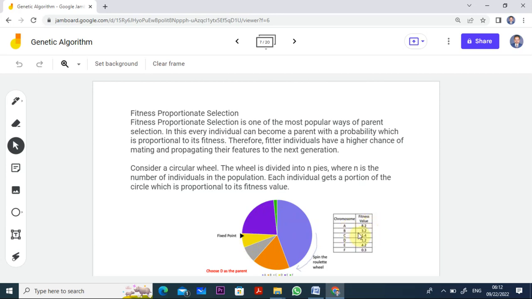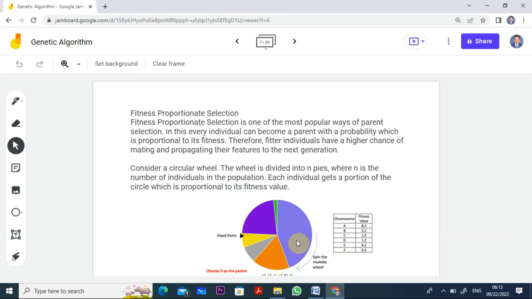B, how is it calculated like this? Whatever the fitness values are here, you calculate the total. So 8.2 plus 3.2 plus 1.4 plus 1.2, all these things. So 8.2 divided by the total, that percentage is represented here. Similarly, 3.2 divided by the total, B's proportion, is given here. C is given here. So A, B, C, D, E, F, all these values we can get like this. Are you getting me? So each individual gets a proportion of the circle which is proportional to the fitness value. Okay, so based on this we are doing.